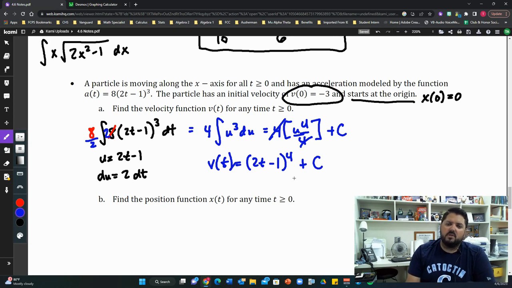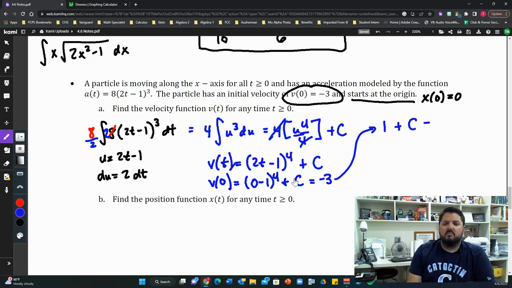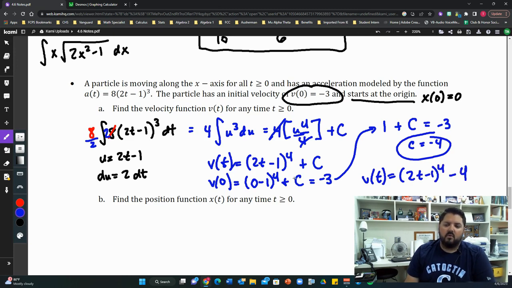So this is where that initial condition comes in. 0 is going to go in everywhere. So I would get 2 times 0 is 0, minus 1 to the 4th, plus some unknown value, and that's going to need to equal negative 3. So 0 minus 1 is negative 1, and negative 1 to the 4th is 1. So 1 plus my constant has to equal negative 3, therefore c equals negative 4. So my velocity equation would be (2t minus 1) quantity to the 4th power minus 4. So that's it. That is my velocity equation.